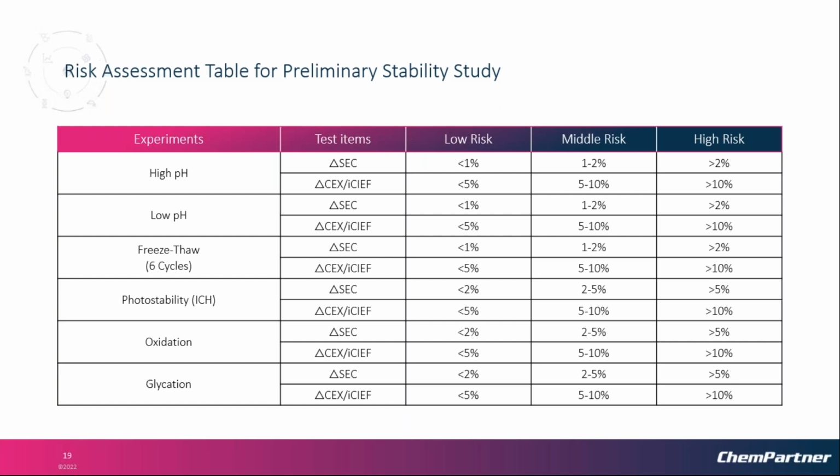This slide is for the stressed experiments. For example, in the high pH experiment, if the change of the monomer percentage tested by SEC-HPLC is more than 2%, it may suggest that the high pH condition is of high risk for this molecule.